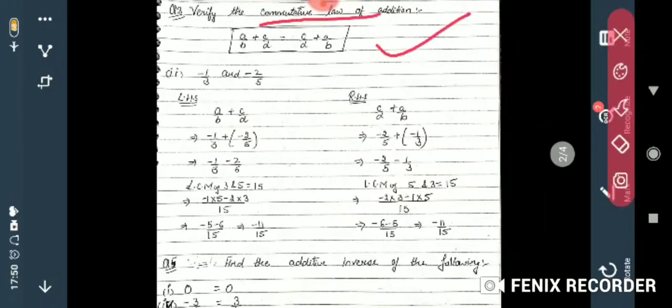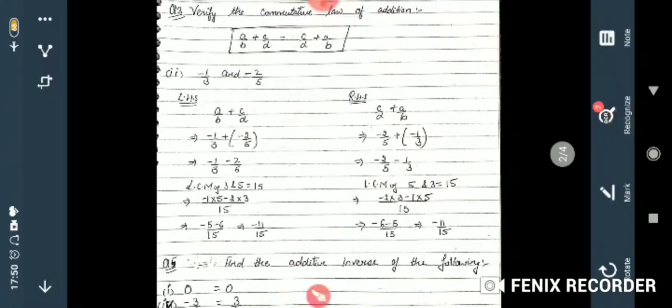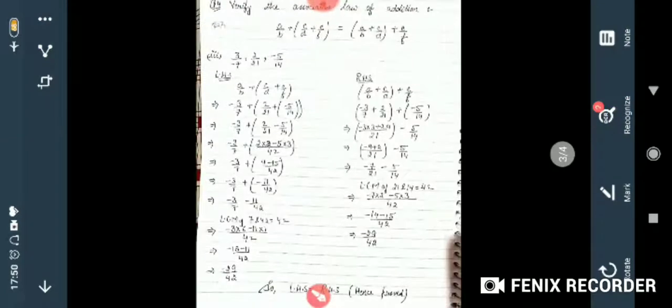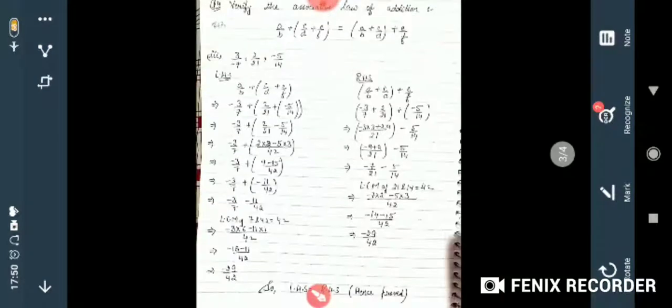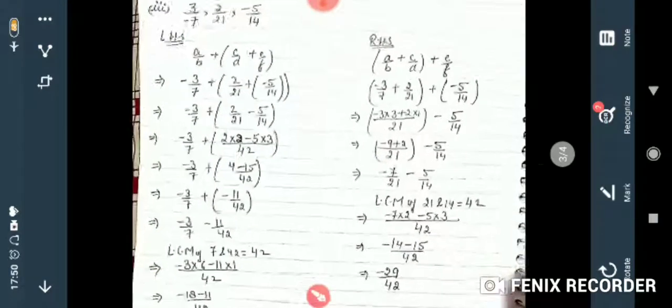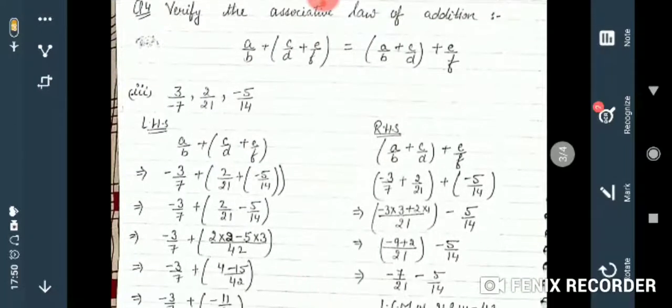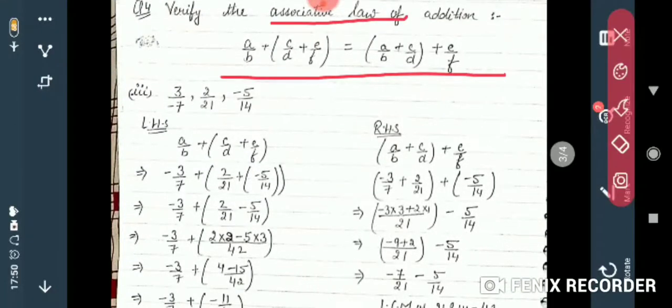Just keep one thing in mind. We have solved the commutative law, which means when you have to add two numbers, A upon B plus C upon D should be equal to C upon D plus A upon B. Then what is the additive inverse? The opposite sign. If the sign is positive, it will change into negative, and if the sign is negative, it will change into positive. Then what is the associative law of addition? Let's recapitulate. When you have to add three numbers, this LHS should be equal to RHS.